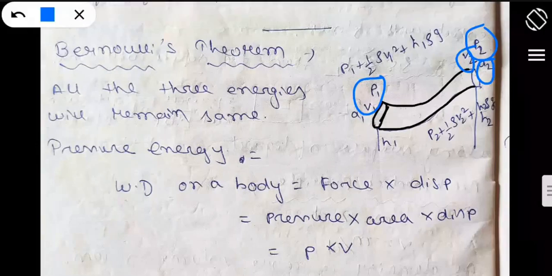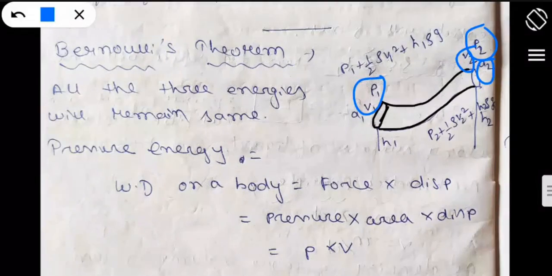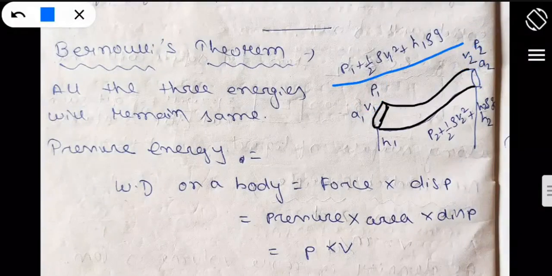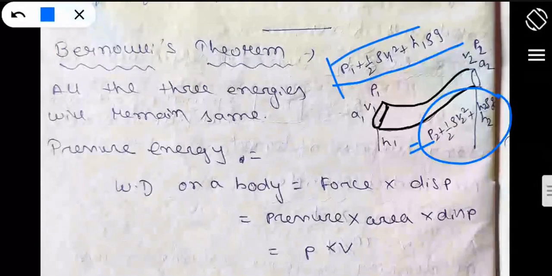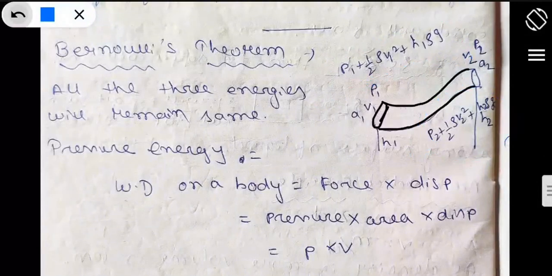Okay, so it is telling us that p1 plus half rho v1 square plus h1 rho g will be equal to this one. Okay, what is this one? Let us see in detail. Okay, so we know it very well.